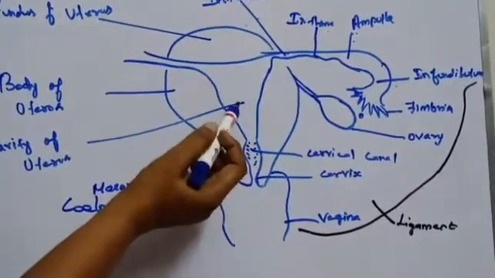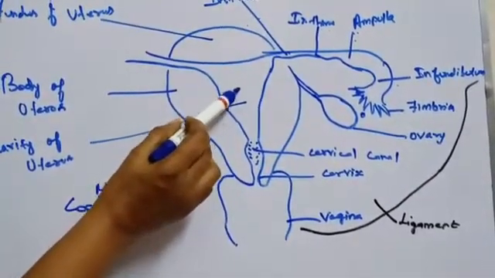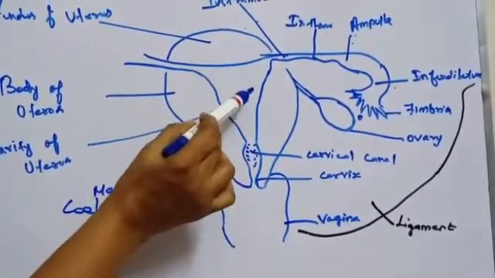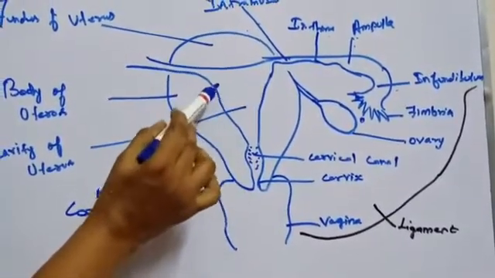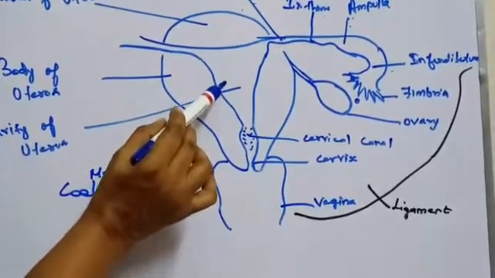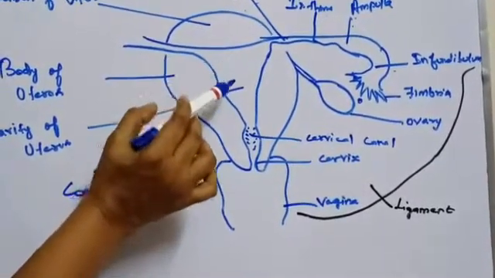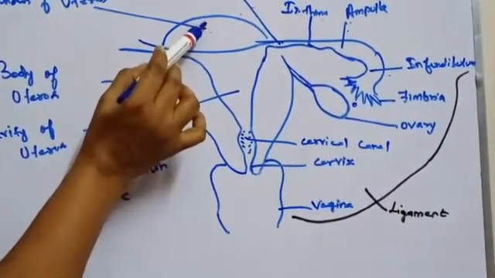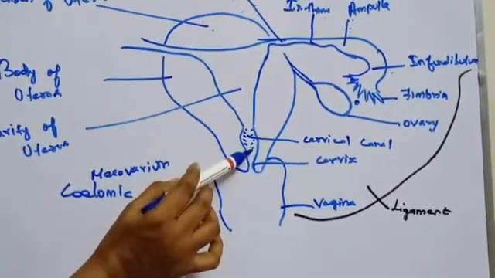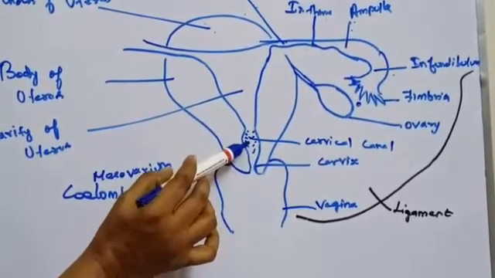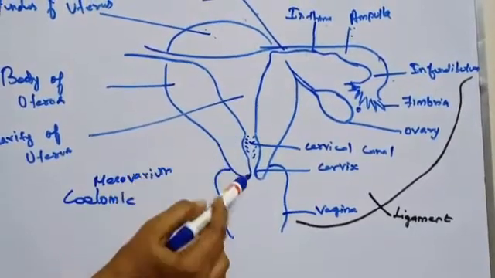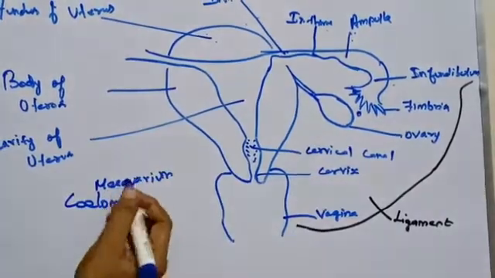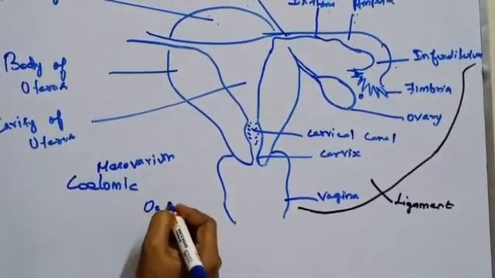Next, we will see the uterus. The uterus is formed by complete fusion of both uterine ducts during embryonic development. The shape of the uterus is inverted pear shaped. The upper expanded part of the uterus is called the body or fundus, and the lower cylindrical part is called the cervix. On the internal surface of the cervix, two constrictions are found, called os cervix.